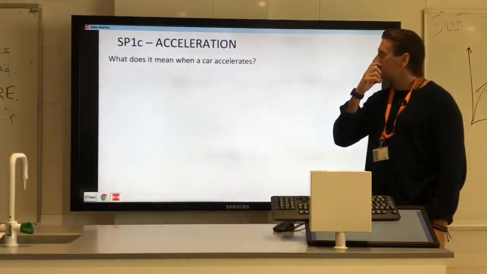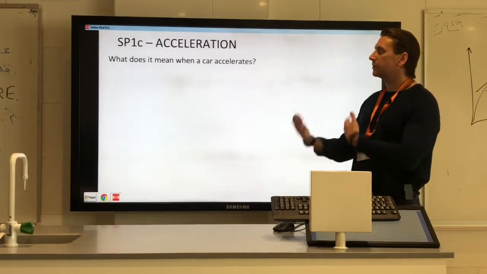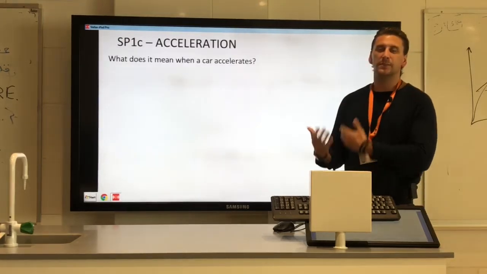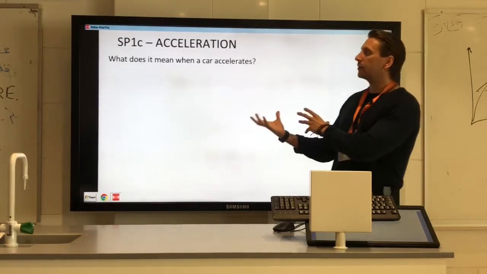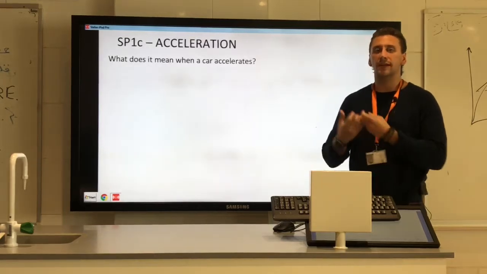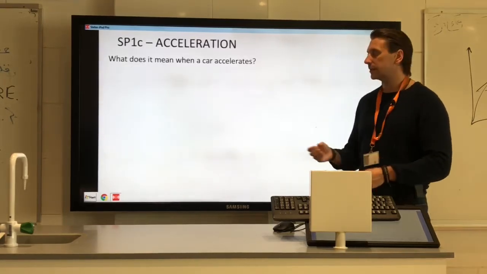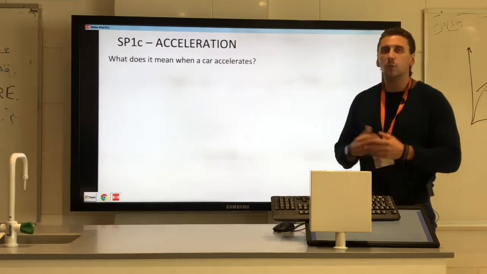So SP1C is acceleration, so we've just moved on from distance time. We introduced the equation speed equals distance over time. We're now going to look at acceleration and what that means, and we have a few more equations as well that are linked to acceleration. So first question is, what is acceleration?